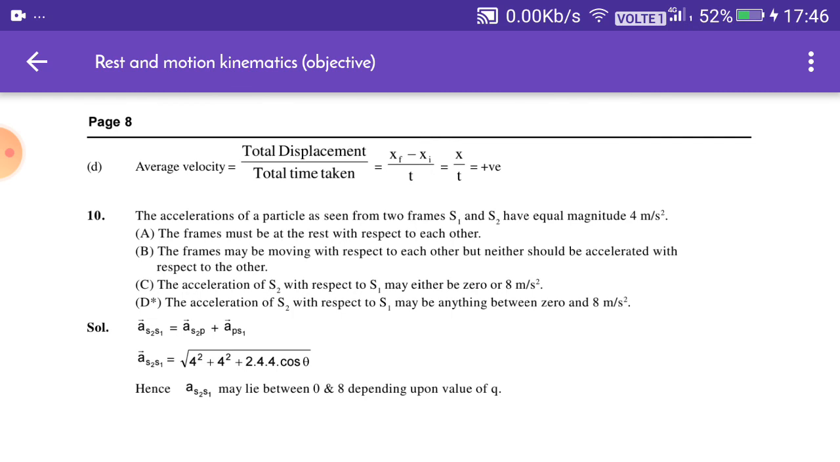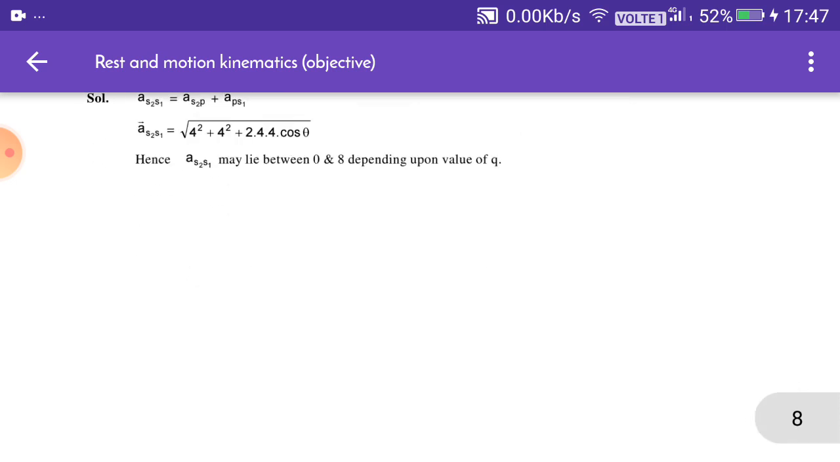Okay, let's go to the next question. The acceleration of the particle is the same in the two frames S1 and S2. They have an equal magnitude of 4 meters per second squared. So the acceleration of S2 with respect to S1 may be anything between 0 and 8 meters per second squared. So you do this calculation, after that you can find it.